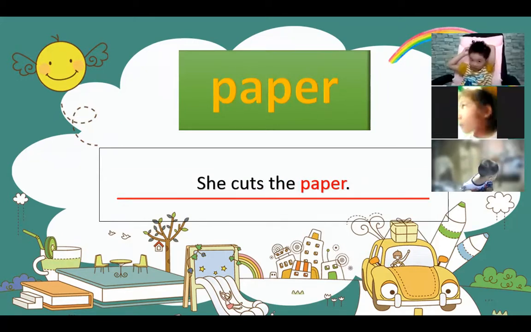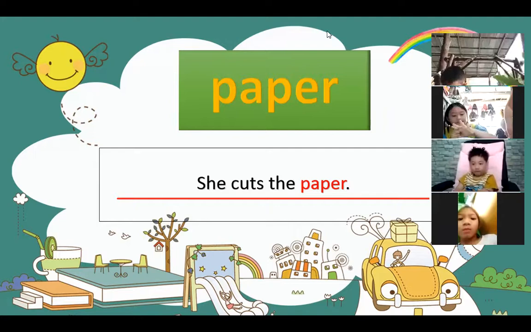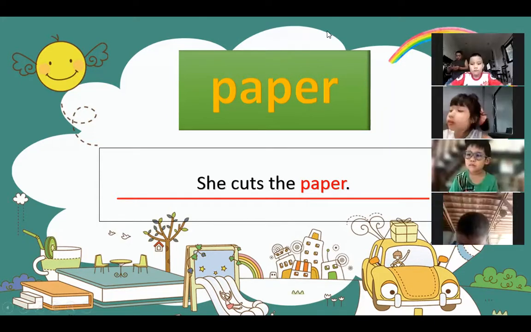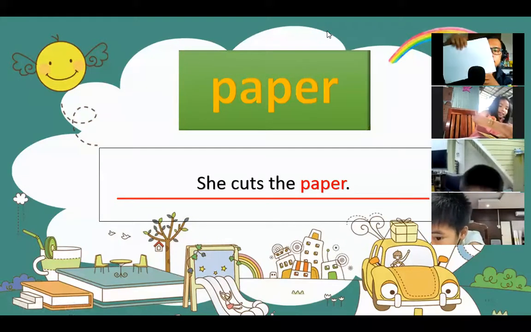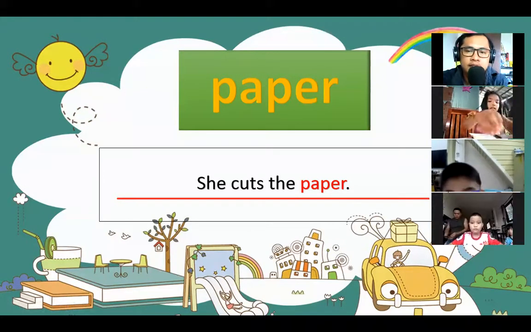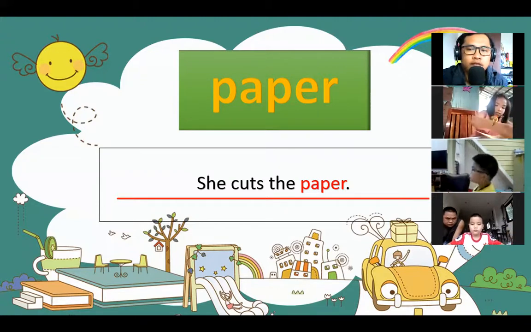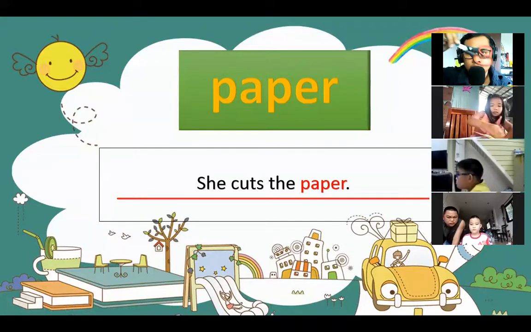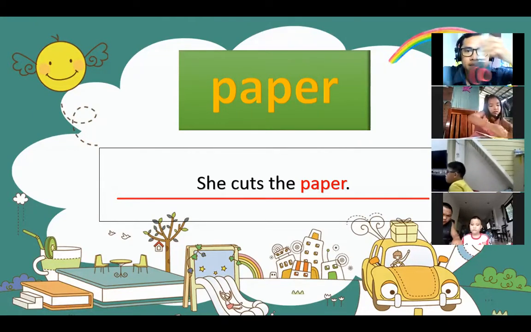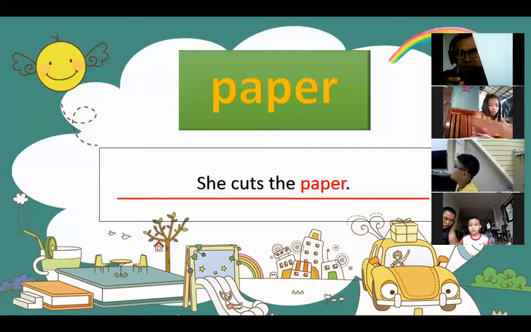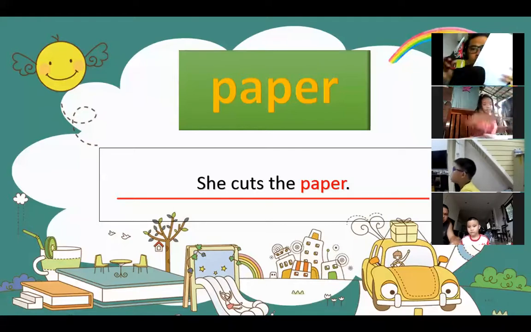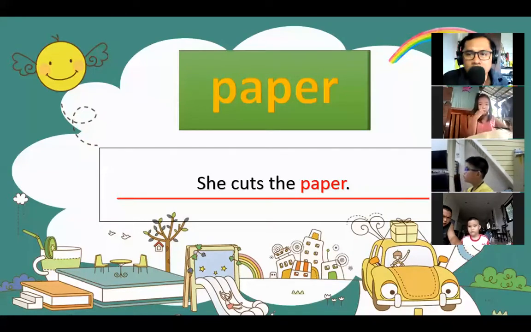Next we have paper. Paper. Paper is this one. I'll show you a picture. This is a paper, right? This is called a paper, students. You can write everything here. You can color. She cuts the paper. I think everyone knows how to use a scissor and cut a paper. You use your scissor to cut the paper.